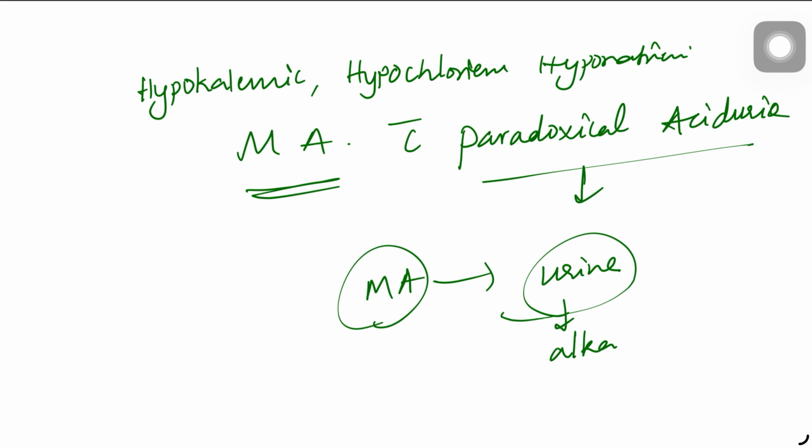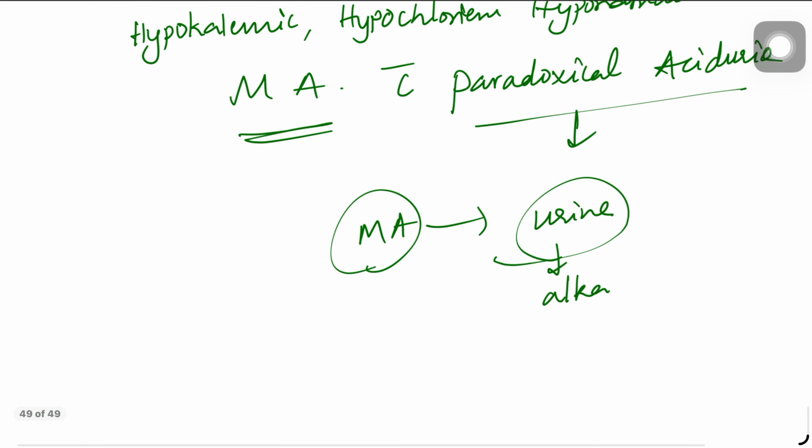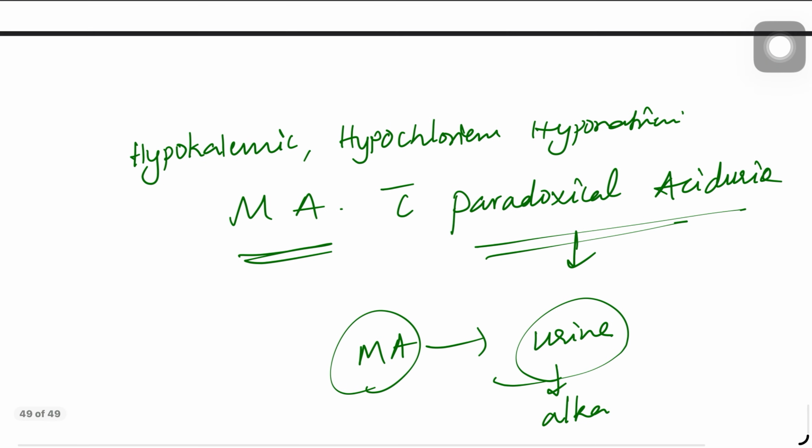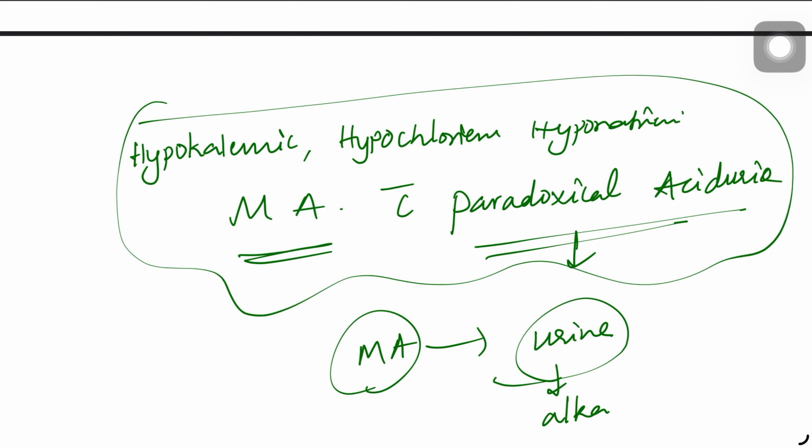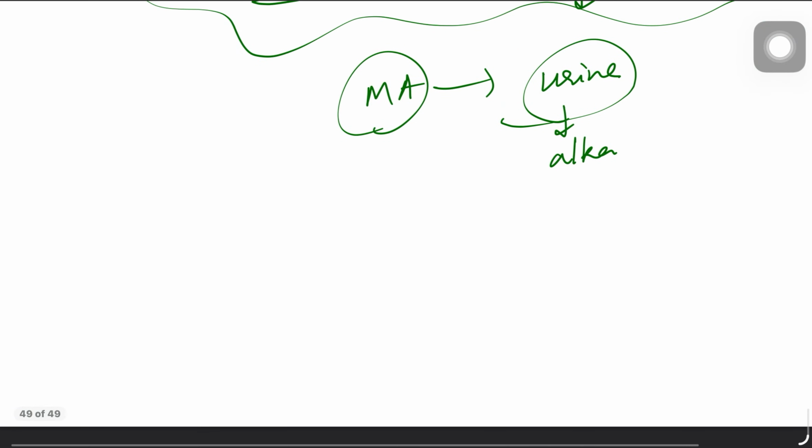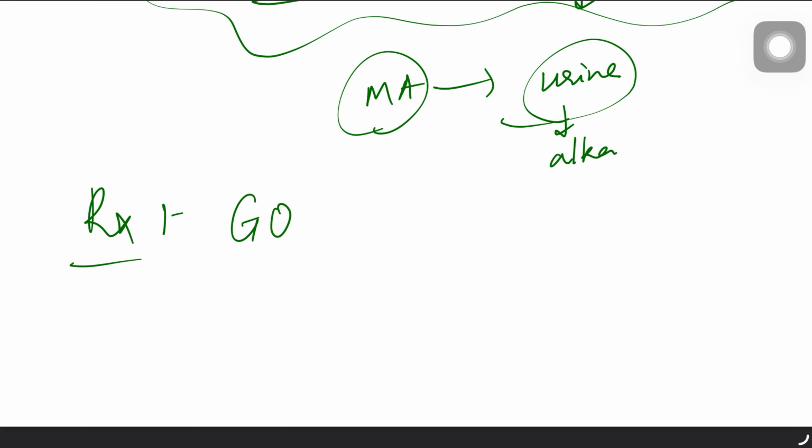See, there is already loss of protons in the vomiting. Now on top of that, the protons are also being lost in the urine. So that's the reason why this is paradoxical aciduria. Okay, just remember this. And now the treatment for gastric outlet obstruction syndrome.